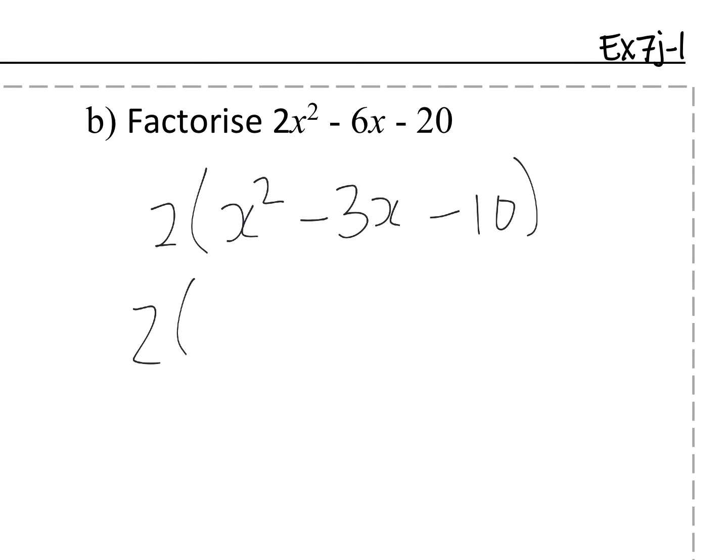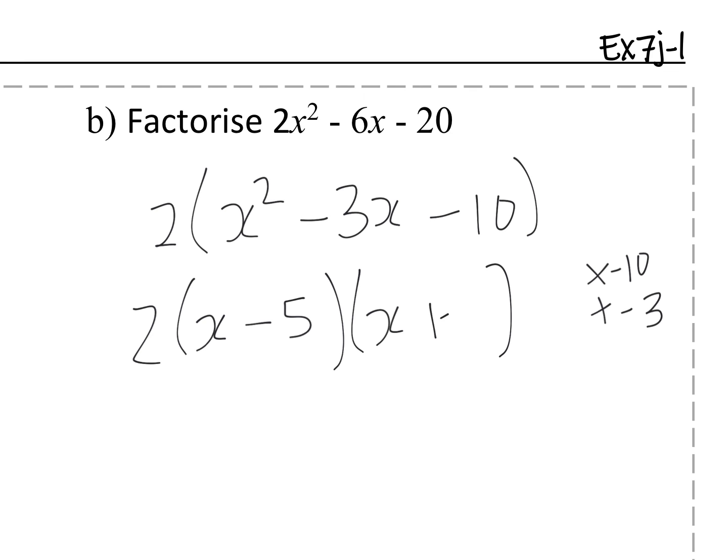When we then go on to factorise the quadratic here, it's not the difference of two squares, but it will be x and x multiplied together to give the x squared. And then we're looking for two numbers which times to give the end, minus 10, and add to give the middle number, minus 3. And that would be minus 5 and plus 2.